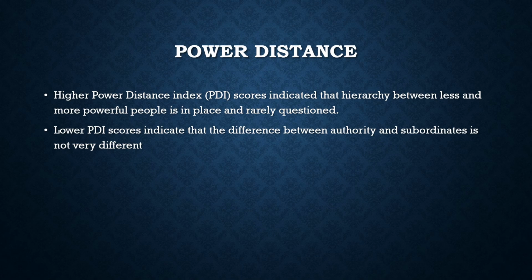The next type of cultural dimension we're going to look at here is power distance. Power distance index scores indicated that hierarchy between less and more powerful people is in place and rarely questioned. A lot of Asian countries tend to have a high power distance index because the thoughts and feelings and the rules and the decisions of those in power are very highly respected and rarely questioned, and that can lead to some good things and some very drastic changes and decisions. Lower PDI scores again indicate that the difference between authority and subordinates is not very different.